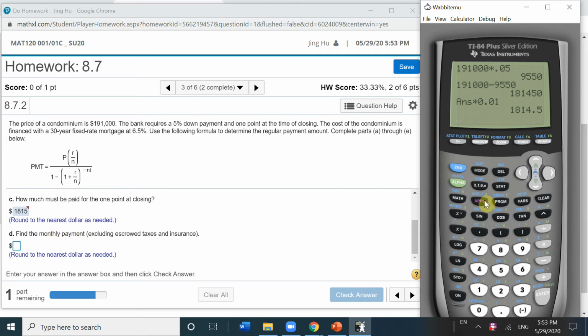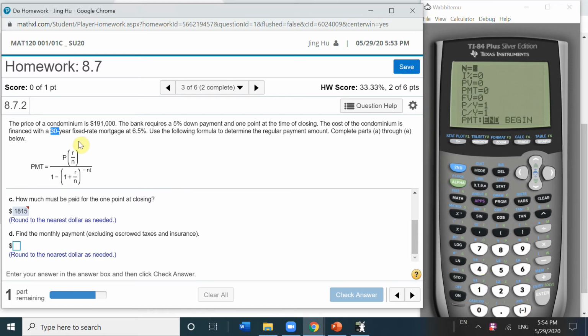Last one, find the monthly payment. So we go to APPS, Finance, TVM Solver, number of periods 30 years. So 30 times 12, because for a mortgage you pay every month, so it's compounded monthly. Although this question doesn't have the keywords compounded monthly. Rate is 6.5 divided by 12.